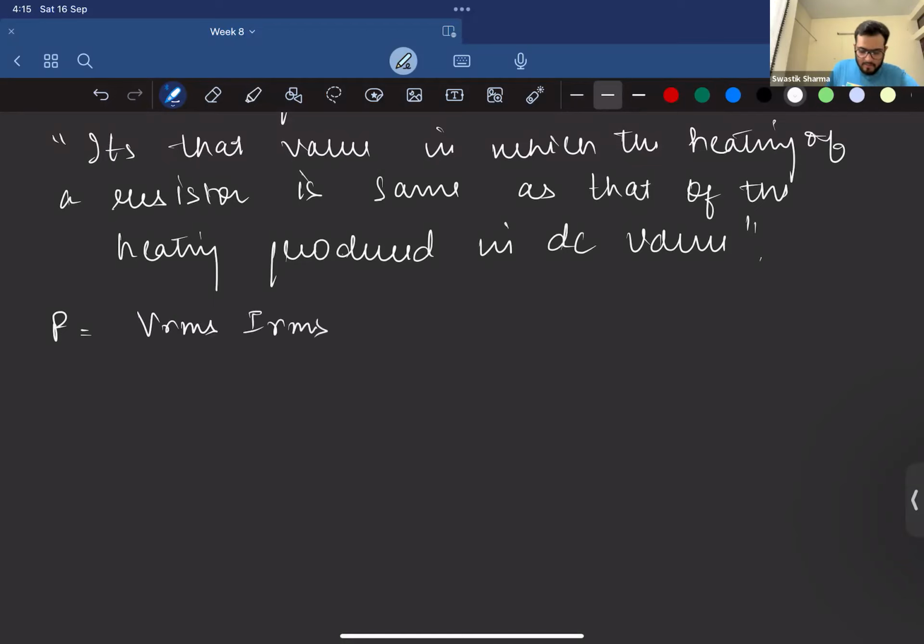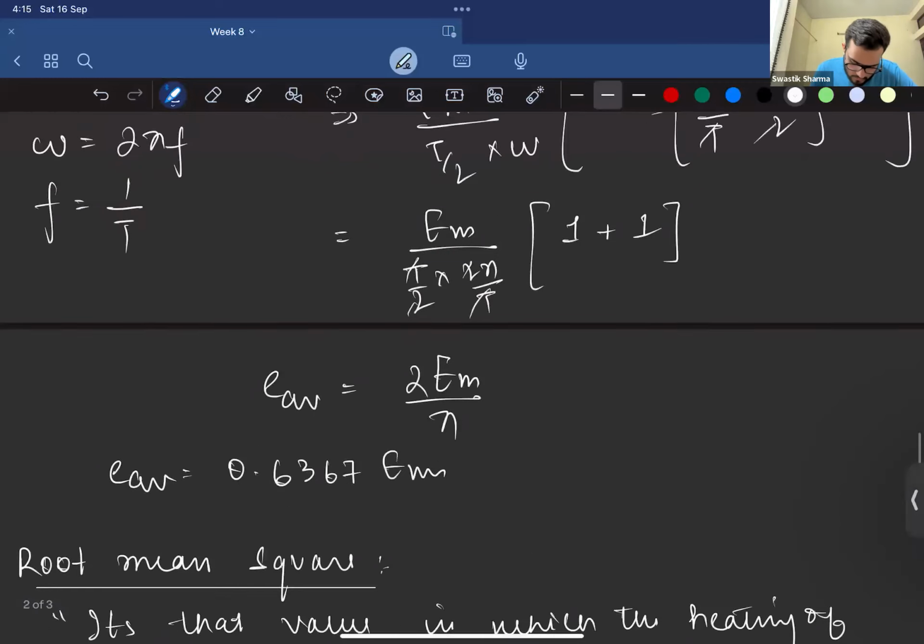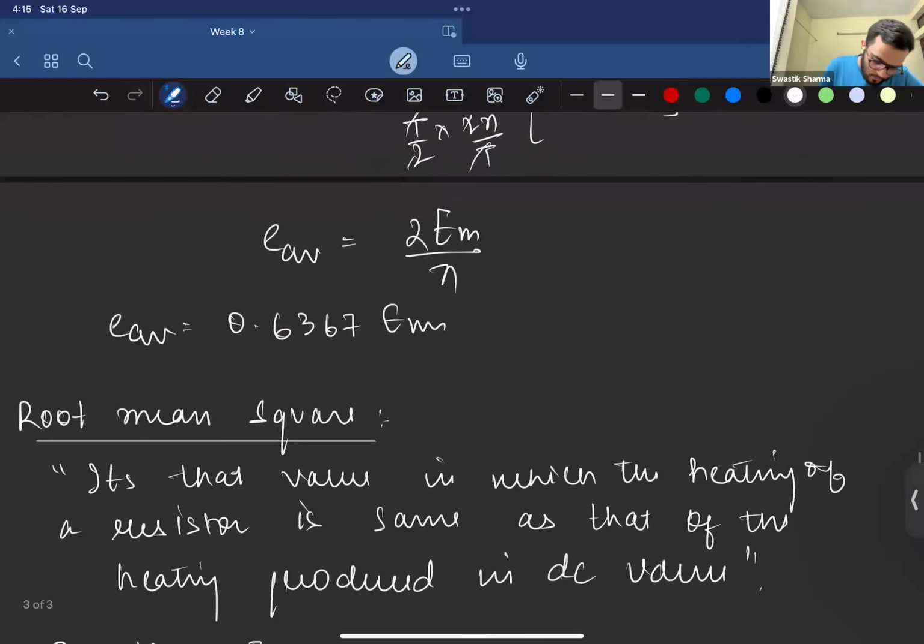We always use it to calculate power for a time varying circuit, like for example what we did last week. It's always VRMS, IRMS, right? So the heating that's produced in a DC circuit, the same values are taken in that AC circuit, and they are RMS values. So how do we calculate RMS?